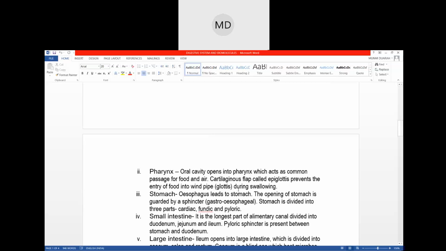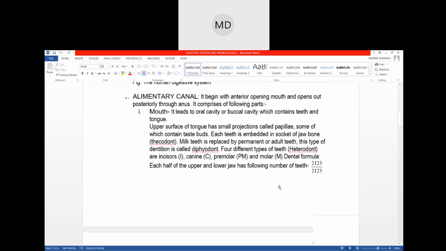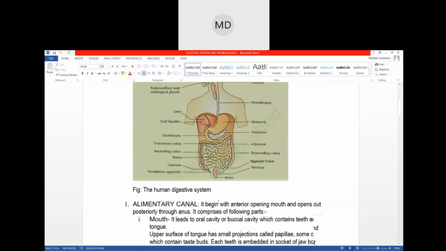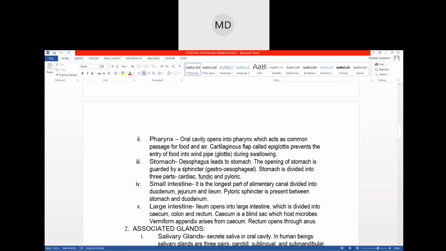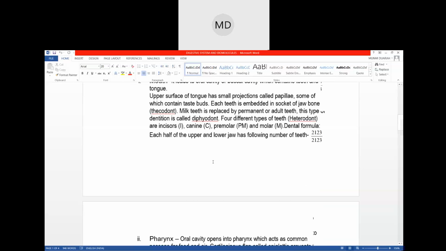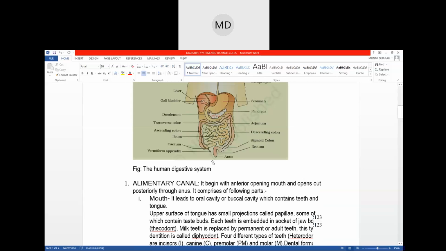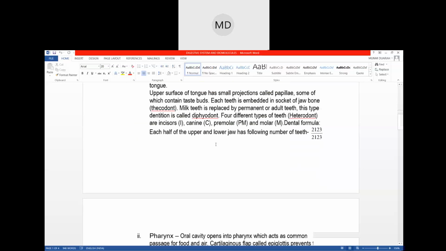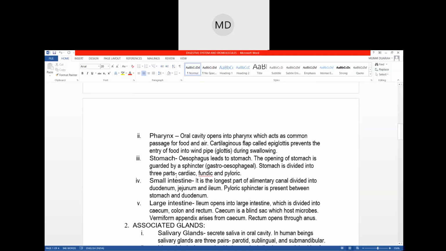Actually, not the stomach, next should have been the esophagus. Next part is the esophagus, not the stomach. The esophagus is a long pipe, or tube, through which food travels. Next is the stomach. The esophagus will come and meet the stomach.